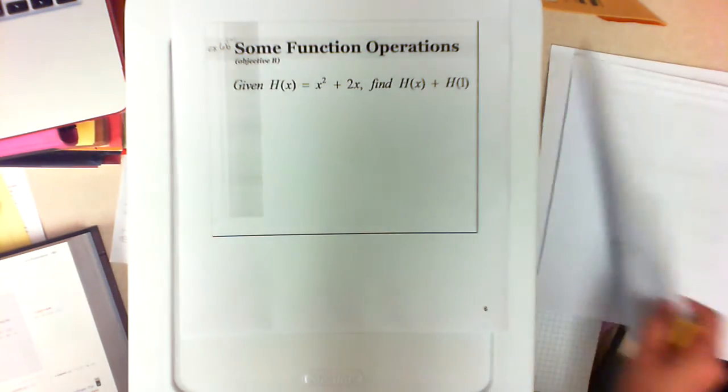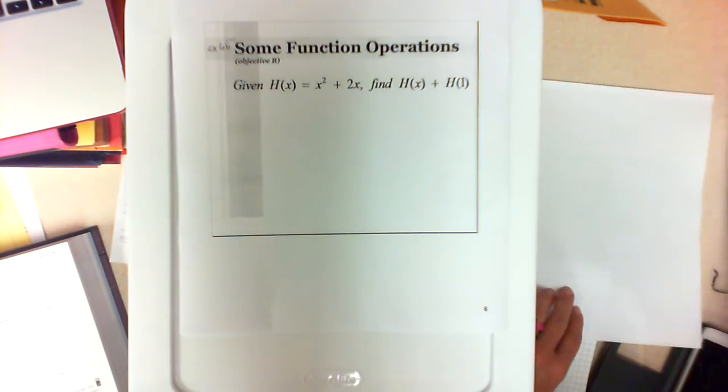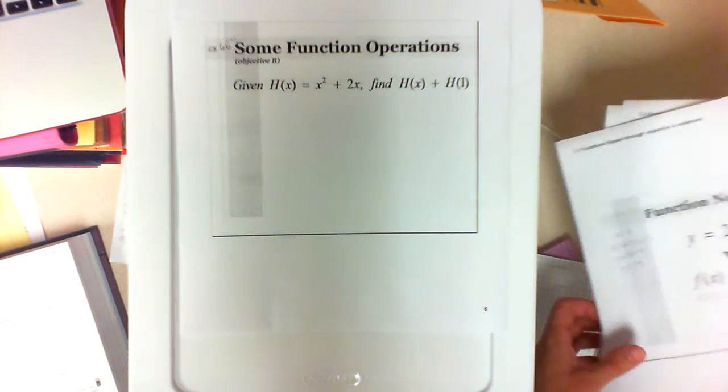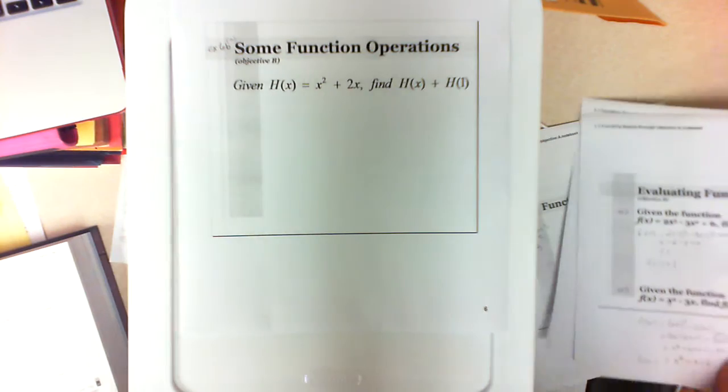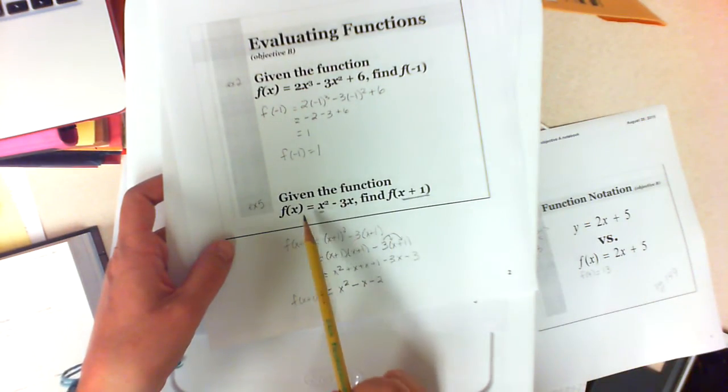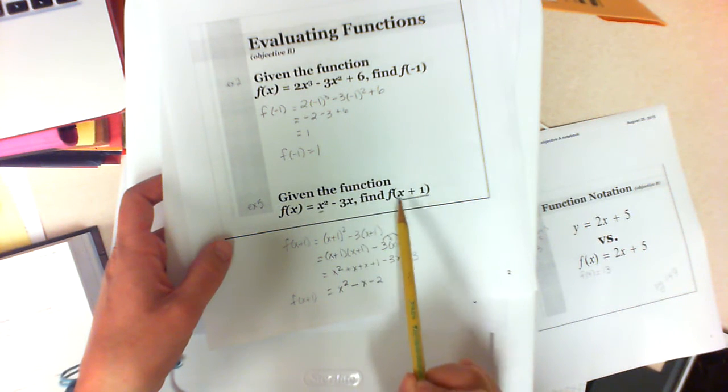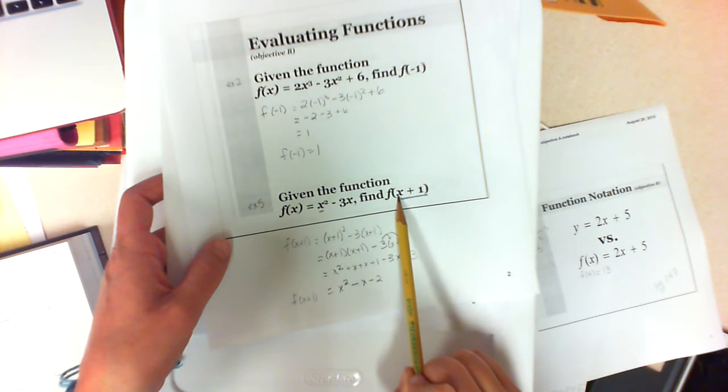So earlier on one of the examples, we talked about the difference between f of x plus 1 versus f of x and f of 1, and your book gave you the incorrect example. So we did f of x squared minus 3x. We found f of the quantity x plus 1, but if it was broken down of f of x and f of 1, we would do something different.